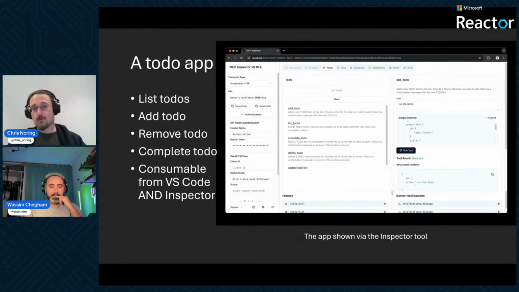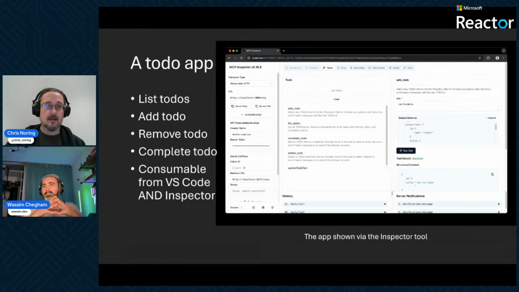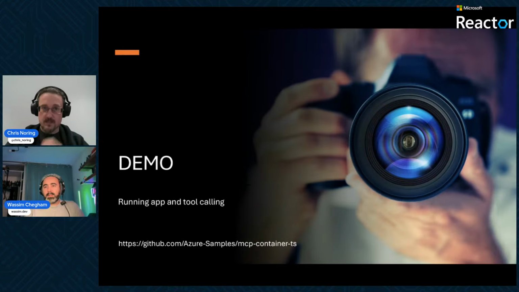So let's take you to the app itself, a to-do app. I know you haven't seen to-do apps before, right? Completely novel, never seen it. I don't know what you're talking about, Chris. But yes, humor us. To-do apps are the hello world of 2025, I think. In this app, you can list, add, remove, and complete to-dos, and even use tools like Visual Studio Code to consume it, and what's known as the inspector to run your features and make sure they behave. With that said, I'm going to leave it over to you, Wasim, so you can demo the app and see how that works out.